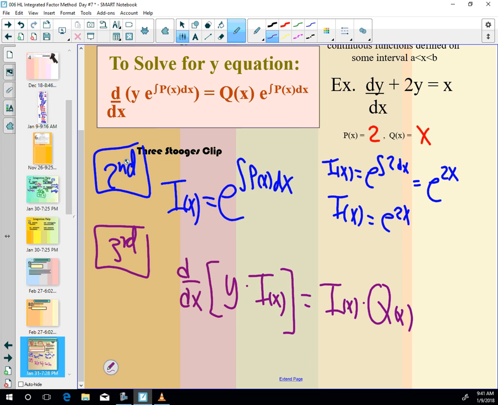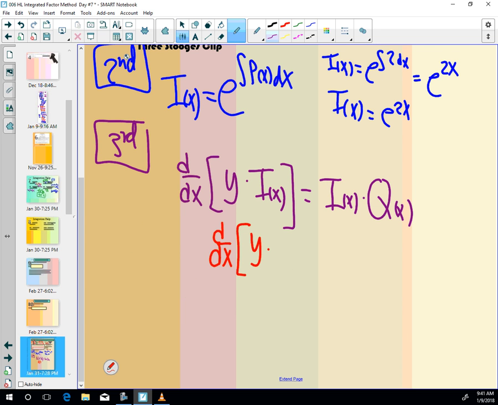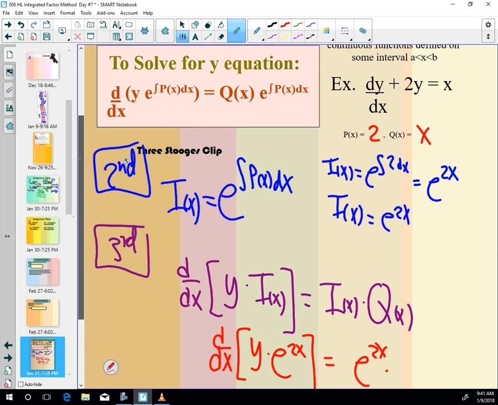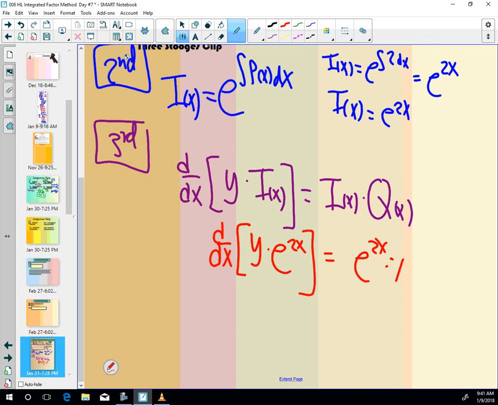The difference is this one is the derivative of this, and then this one isn't, which will have implications that we'll see. So now all we have to do is plug in the last part, which is the derivative of y times I, e to the 2x. We found that before, right? E to the 2x equal to e to the 2x times q of x, and we said q of x was what? x? Yeah, x.